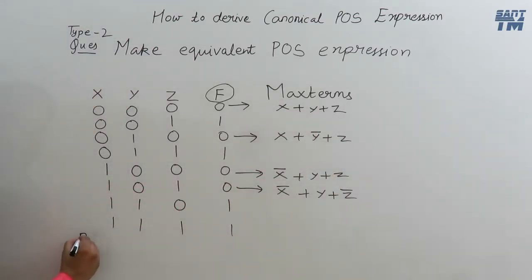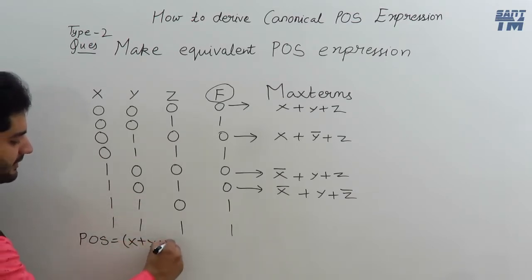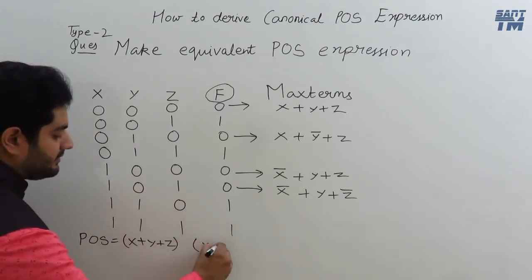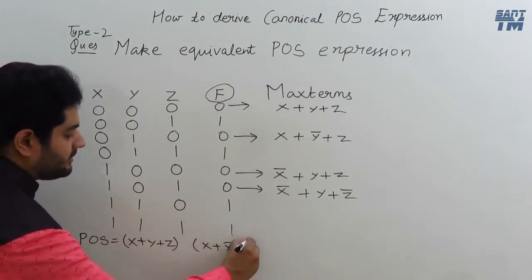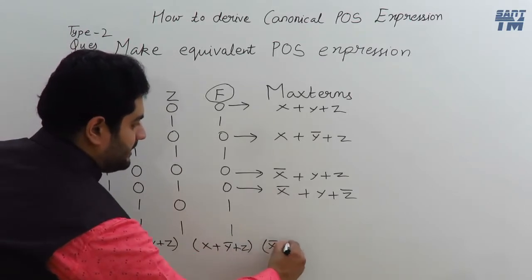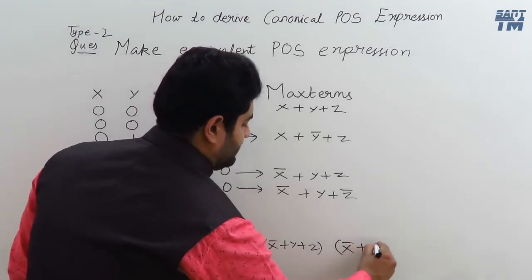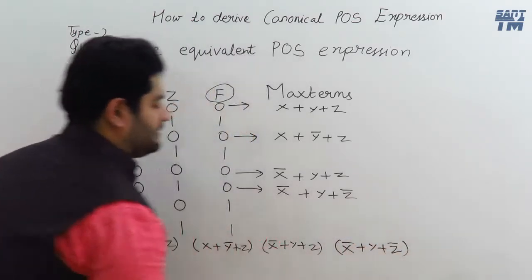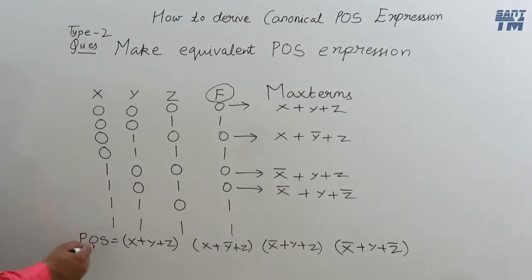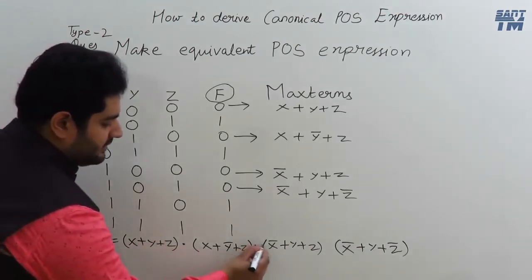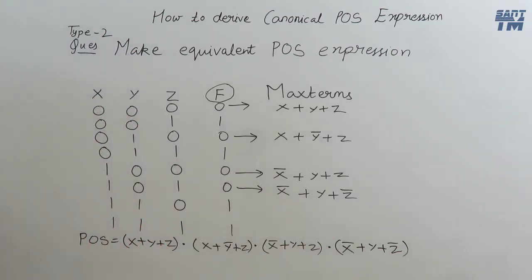Now we will write equivalent POS. First we write the max terms, x plus y plus z, another x plus y bar plus z, then x bar plus y plus z, then x bar plus y plus z bar. Now we have to write product of these sums, so we will do the product. This is the equivalent POS expression for the given truth table. So I hope both the types of questions of POS and SOP are clear to you. Now we move on to the conversion.